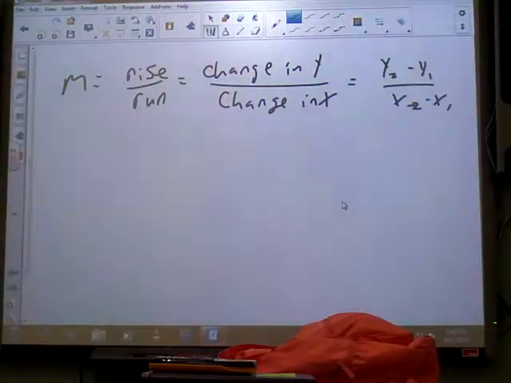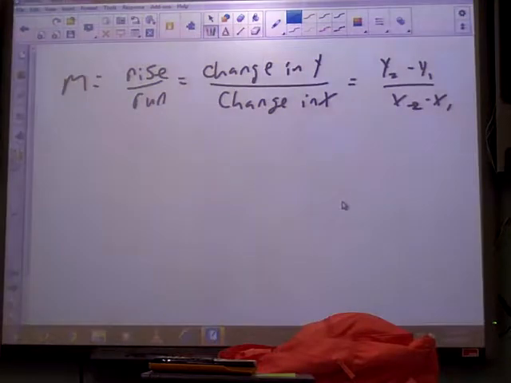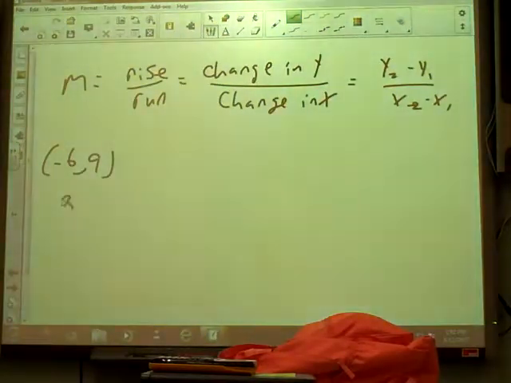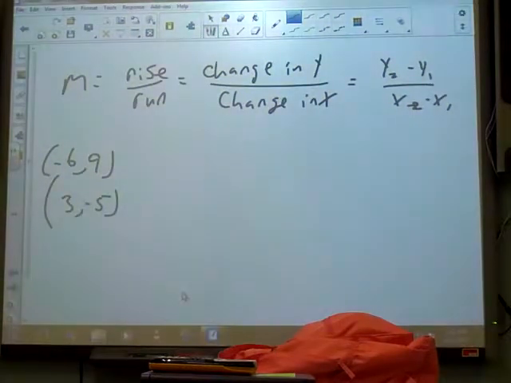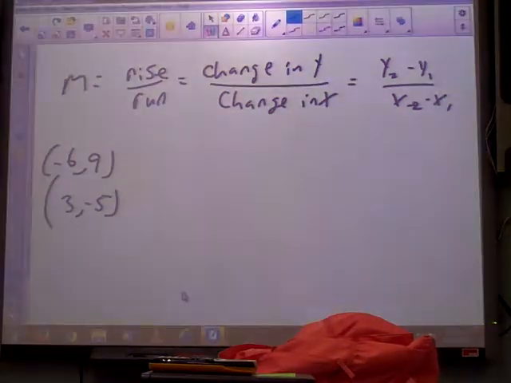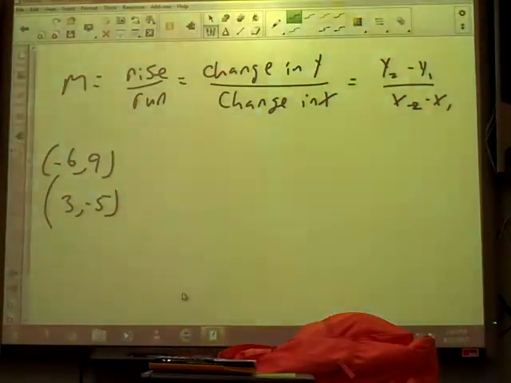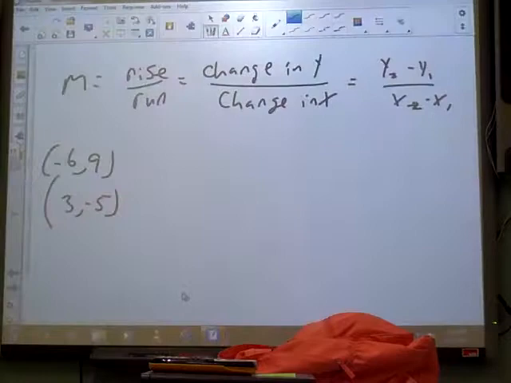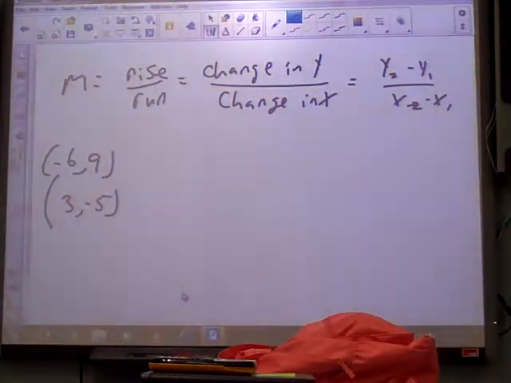Alright? So this first thing I got for you here says find the slope of a line that goes through the points (-6, 9) and (3, -5). We want the slope of the line that goes through those points. Okay? So, do I want to graph them and count rise over run? I could. That would mean I have to take time to graph them though. So since they gave them to me as ordered pairs, I'm just going to go ahead and use the formula like Mason's saying.